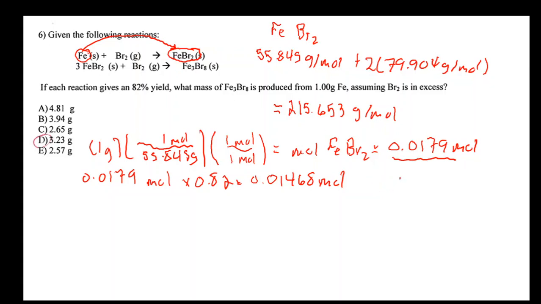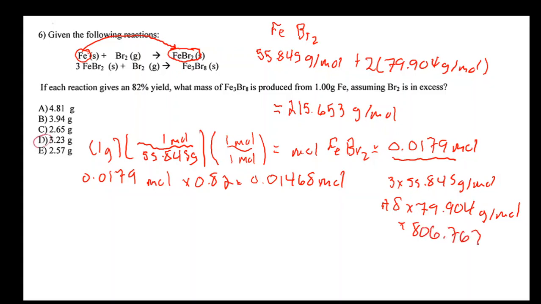So we're going to have 3 times 55.845 grams per mole plus 8 times 79.904. It's like a miniature protein type mass almost. Yeah, 806.767 grams per mole. Hefty. So now we can calculate how many grams we're supposed to get.